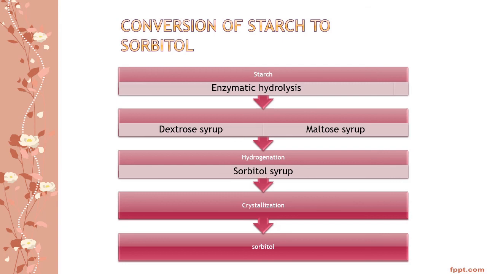You have starch, it undergoes enzymatic hydrolysis, and it will give dextrose syrup and maltose syrup. This dextrose and maltose undergo hydrogenation, which gives you sorbitol syrup. And this sorbitol syrup undergoes crystallization to give you sorbitol. Do you remember what happens in crystallization when you have sorbitol syrup? You turn it into a supersaturated solution and then it will give you sorbitol crystals.